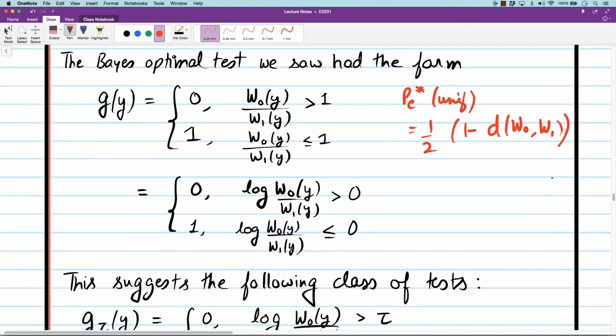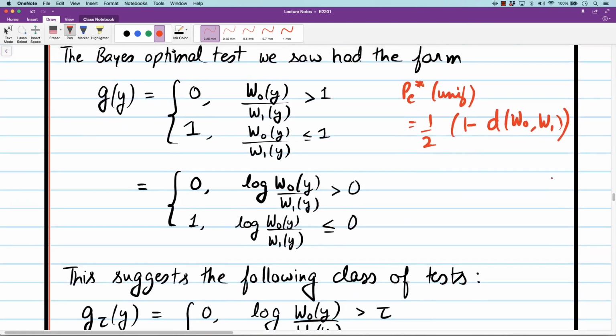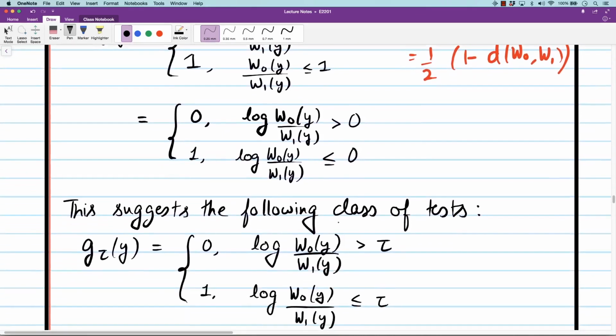Now you can take a log of both of these ratios, and so equivalently you can express this test as: it will declare 0 if the log likelihood ratio exceeds 0, and it will declare 1 if the log likelihood ratio is less than or equal to 0. In general, this form suggests the following form of tests, which are very popular in practice. These are called log likelihood ratio tests, thresholded log likelihood ratio tests.